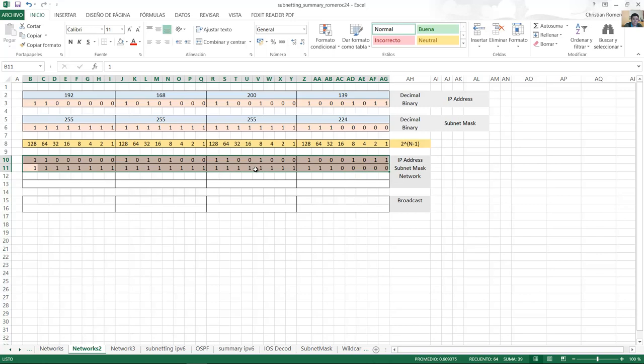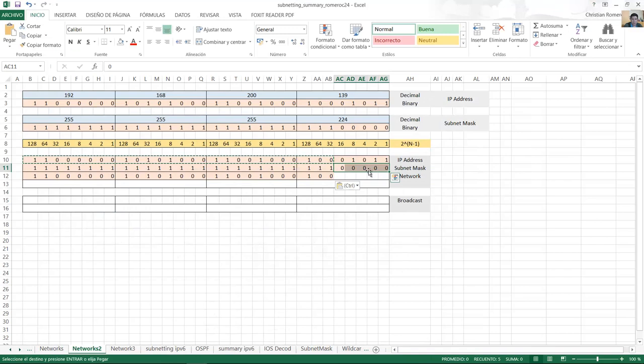The AND operation is multiplication. Any number multiplied by 1 is the same number, so copy this down here. And any number multiplied by 0 is 0. 0, 0, 0, 0. So this is the network address.